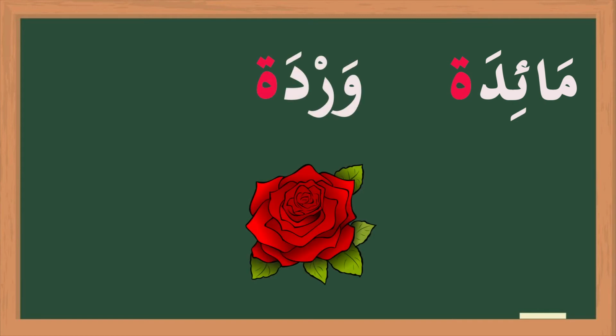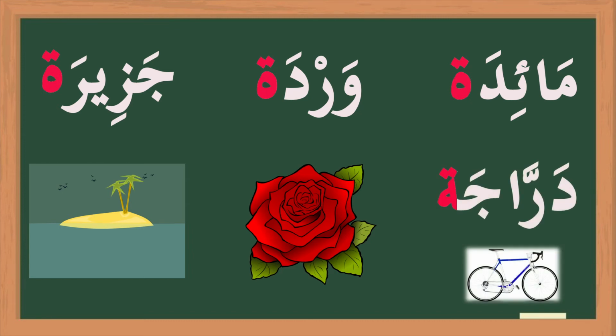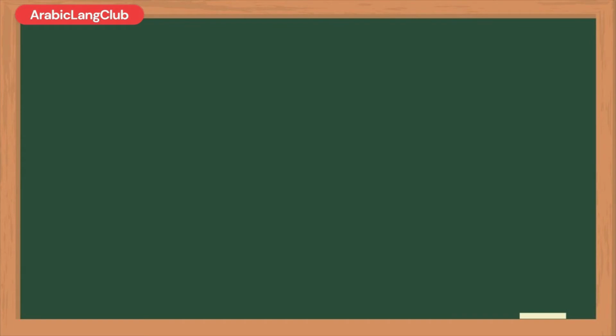Letter ta at the end as ta marbuta with letters which cannot be joined, which means it's a standalone ta: مائدة، وردة، جزيرة. Ta marbuta at the end as a joined ta: دراجة. Letter ha at the beginning.